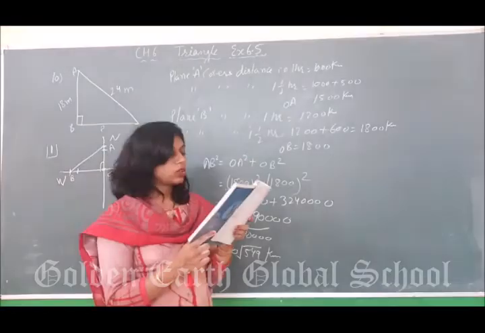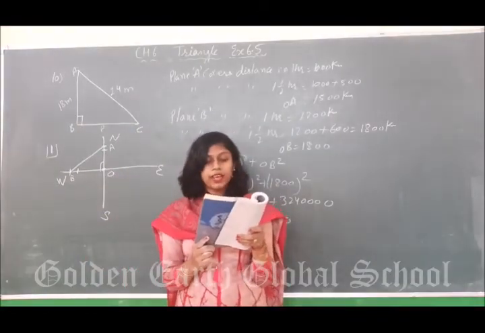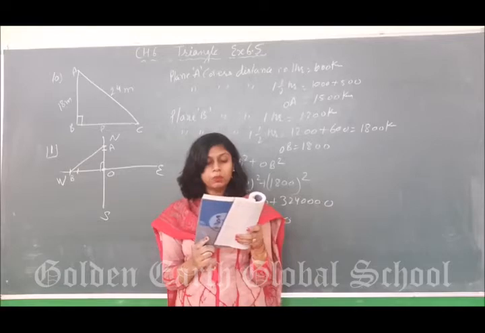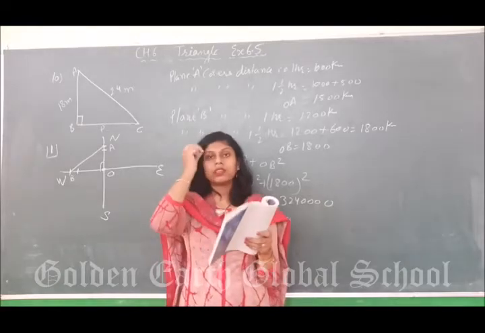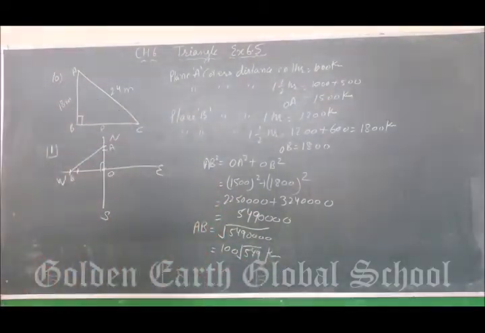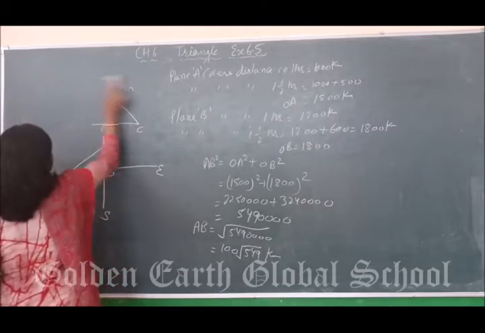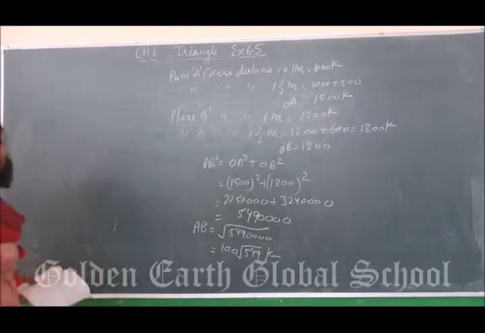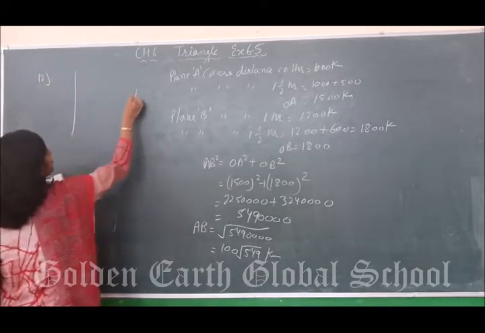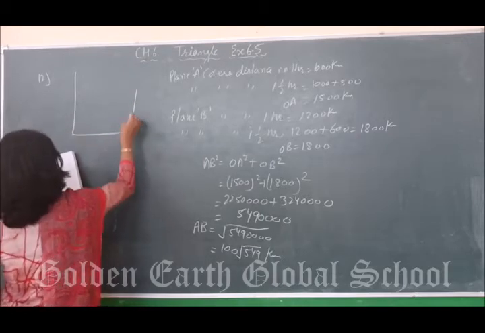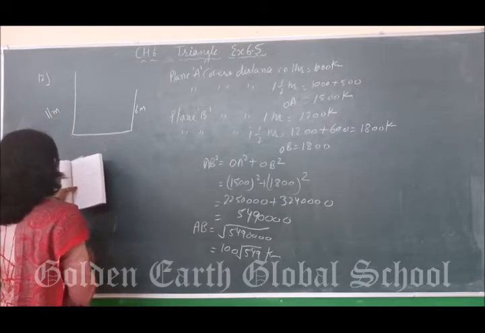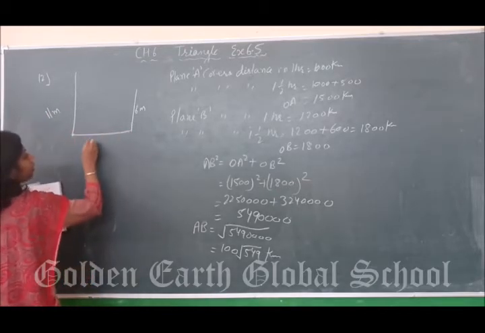Next, question number 12. Two poles of 6 meter and 11 meter stand on the plain ground. If the distance between the feet of the poles is 12 meter, find the distance between their tops. Hope you all understand the statement. Draw the figure. There are two poles. One is 6 meter and another is 11 meter. Distance between the feet is 12 meter.